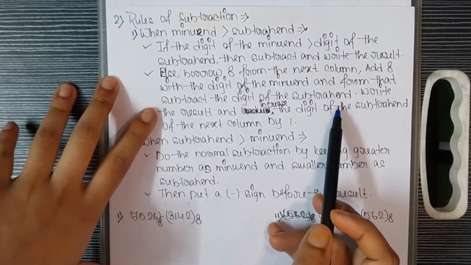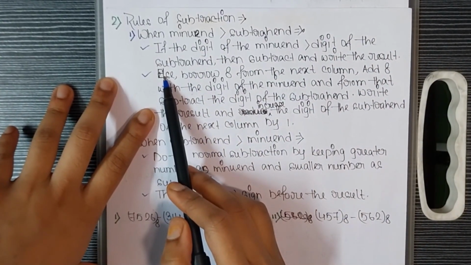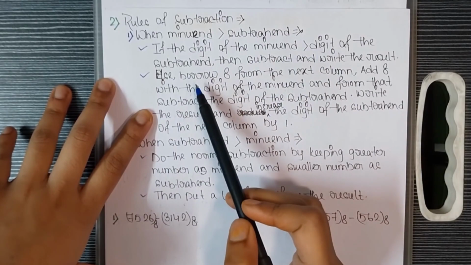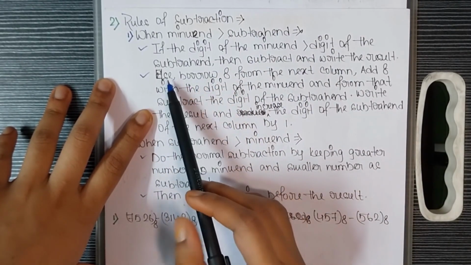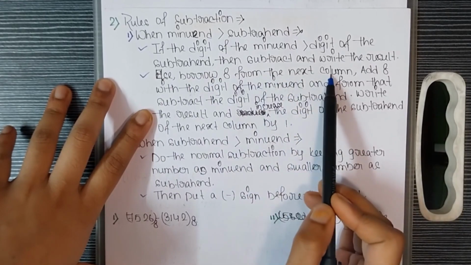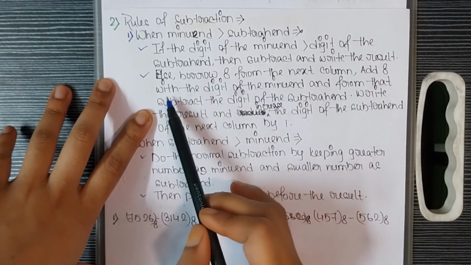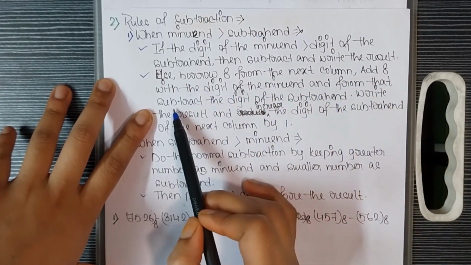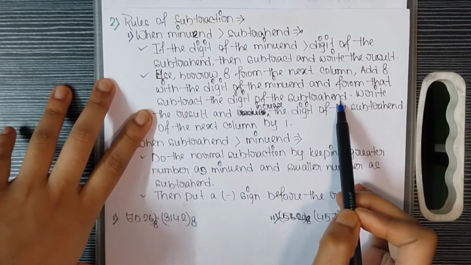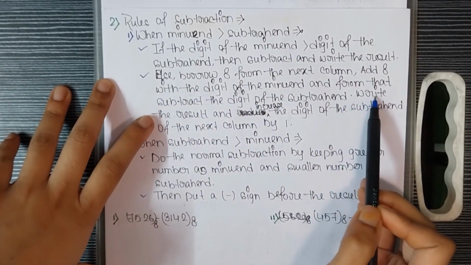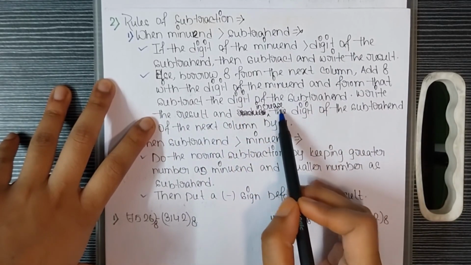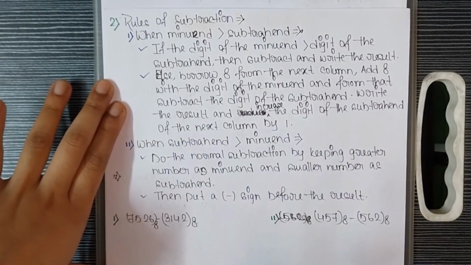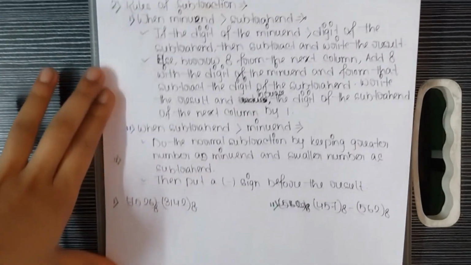It is simple. And the second rule is else, that is, if the digit of the first number is less than the digit of the second number, then what do we have to do? Then we have to borrow 8 from the next column and add 8 with the digit of the minuend, that is the first number, and from that we have to subtract the digit of the subtrahend, that is the second number, and then write the result. We also have to increase the digit of the subtrahend of the next column by 1. Let's see an example and it will be more clear to you.